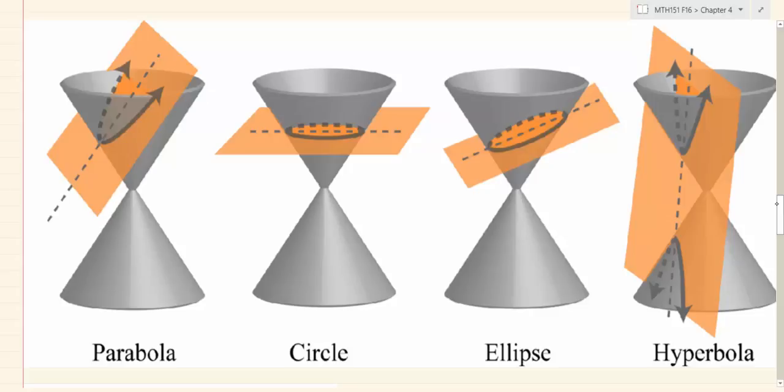The cross-sectional area makes the shape of a parabola. If you run that slice through it horizontally, the cross-sectional area is a circle. If you run that slice through it at an angle, through both sides, you get an ellipse. And if you run it through vertically, you get the hyperbola. So this is like a three-dimensional understanding of what these shapes are.